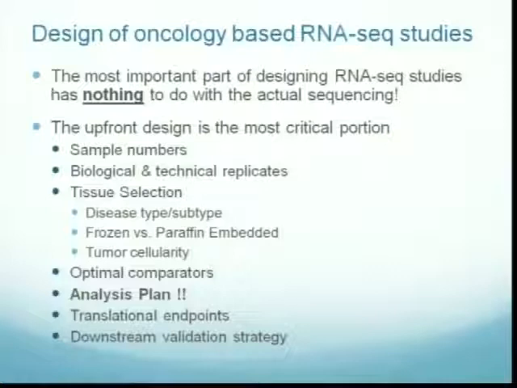Tissue selection, I'm going to talk a little bit more about this in the next couple slides: what disease type you're going to use, are there subtypes of that disease, or whether you use frozen tissues versus paraffin-embedded tissues, tumor cellularity, meaning how much tumor is actually present versus normal tissue in your samples, and optimal comparators. You'll see a little bit more about this later, but what is your control? This is very important in RNA-seq studies.